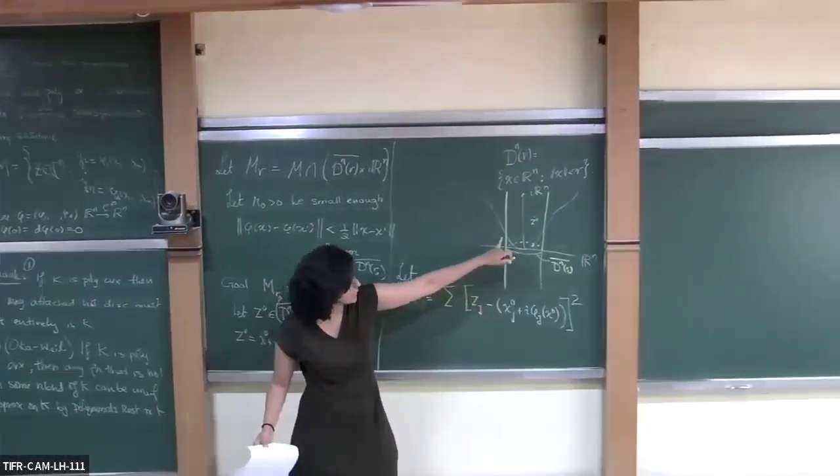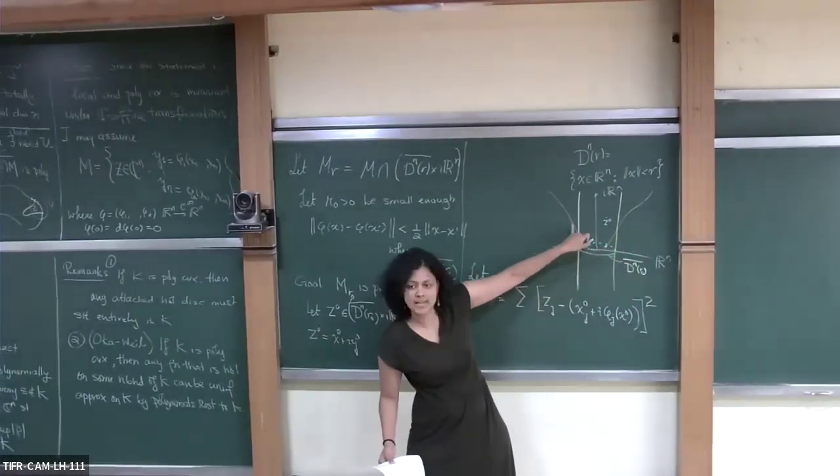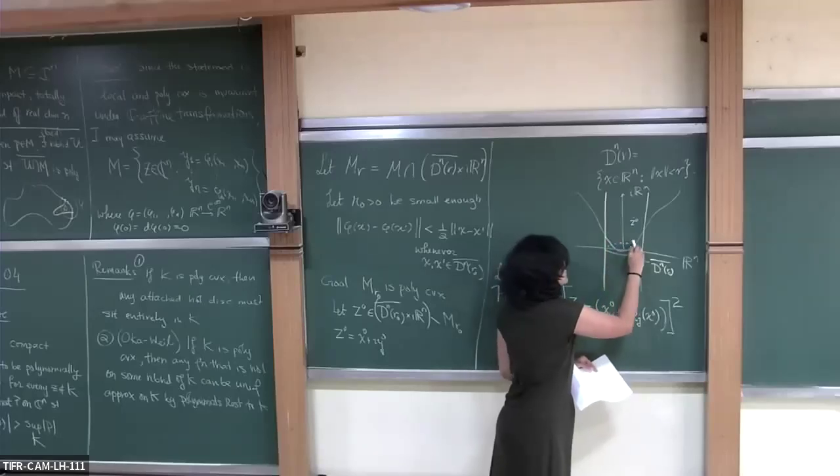And what I'll do is I'll try to compute it at Z0, and then I'll try to see what its value is on the set itself. Okay, so the set that we are trying to show is polynomially convex is this piece here. This is what we are trying to show is polynomially convex.